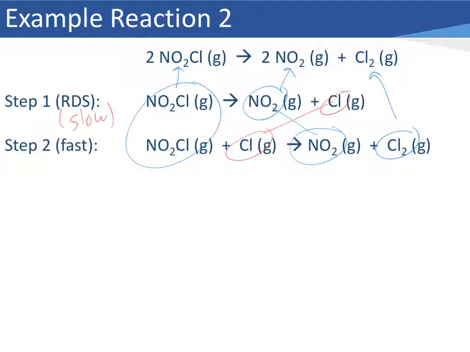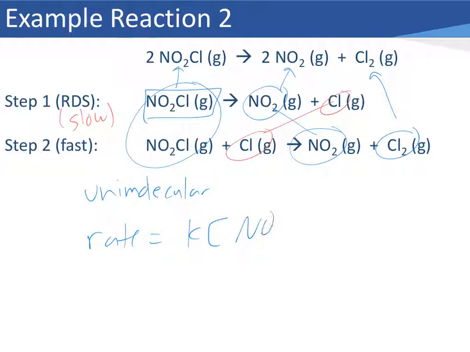So the rate determining step is a unimolecular reaction. So that means the rate is equal to k times [NO2Cl], first order. And because that is the rate determining step, that is our rate expression. The rate equals k times [NO2Cl] to the first power. Notice that the rate expression for the overall reaction comes from the rate determining step.